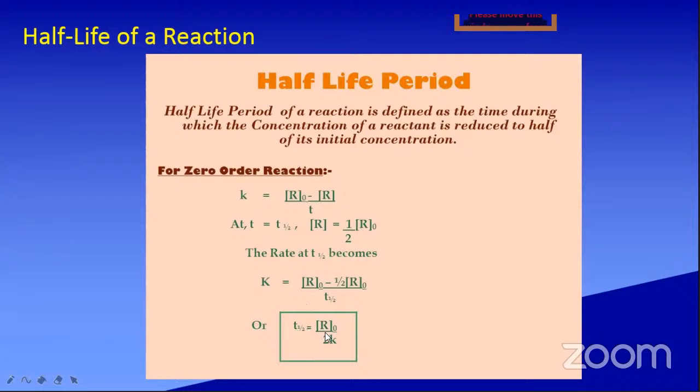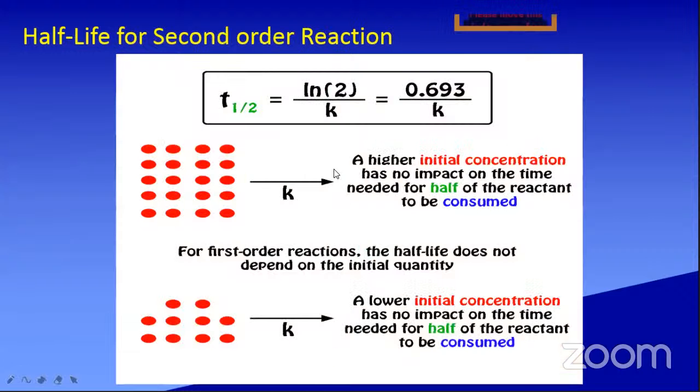Otherwise T half will be given, R naught initial concentration will be given, and we have to calculate the K value, the rate constant in the zero order reaction. We can calculate by using this equation, T half equal to R naught by 2K. This one.